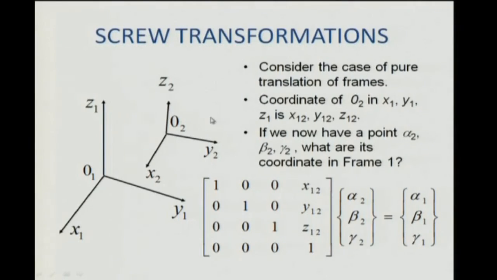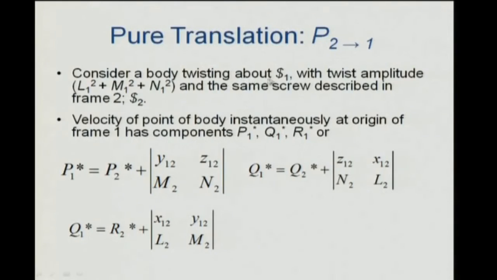So, we know that if you have a point alpha 2, beta 2, gamma 2, and we ask what are its coordinates in frame 1, we know this already, that we have this translation matrix. So, when we consider the twist with twist amplitude, and now we are looking at the same screw described in frame 2 and we are calling it $2. The same screw, same motion that we are talking about, we are calling $1 in frame 1 and then $2. Now, the velocity of the point of the body instantaneously at the origin of frame 1 will have components p1 star, q1 star, r1 star. And we know that we can get that by using this relationship if it is at p2 star.